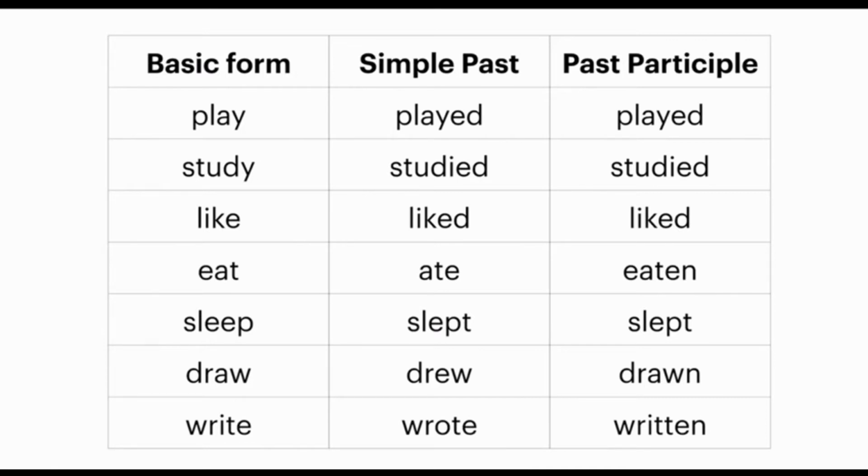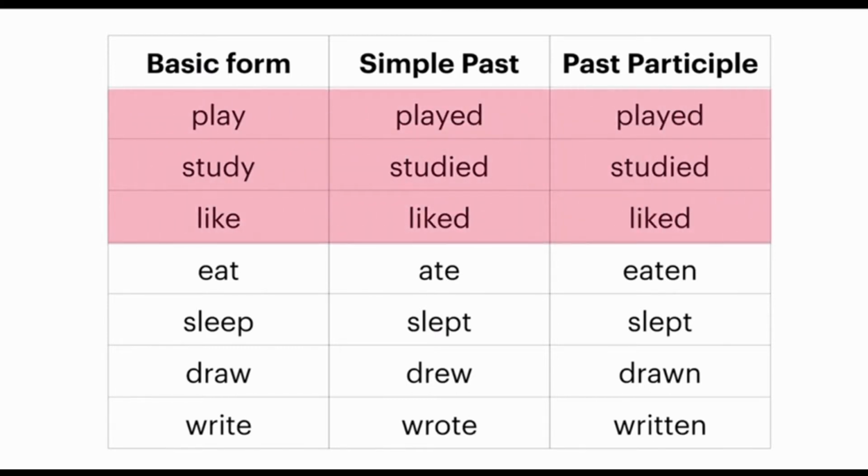Now, can you tell me which of these are regular verbs and irregular verbs? Yes, you are right. The words play, study, like are regular verbs, while the words eat, sleep, draw, and write are irregular verbs.